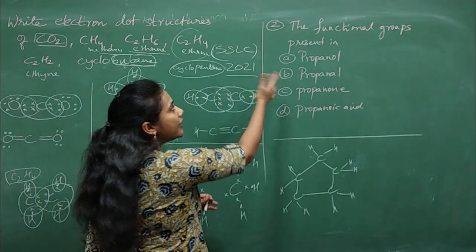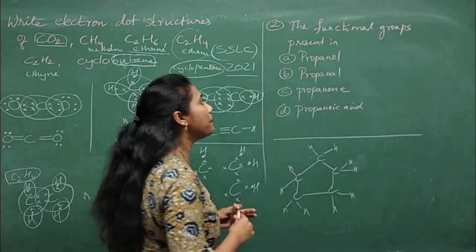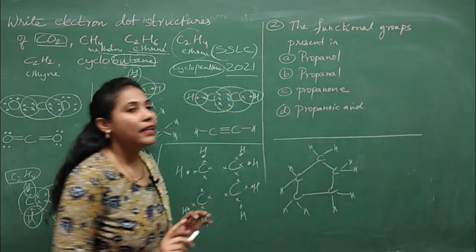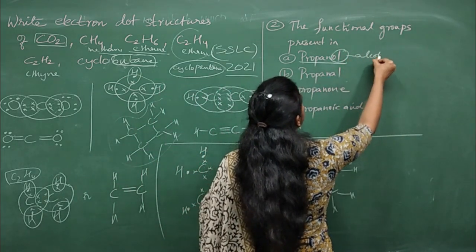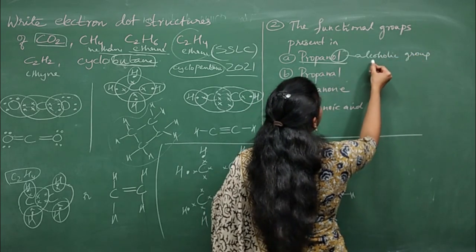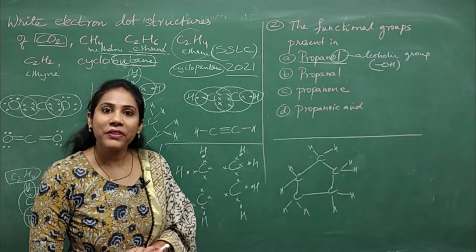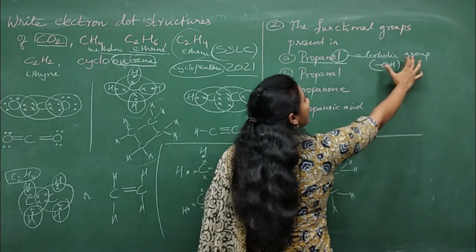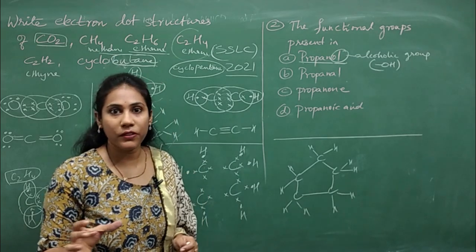Now you can look at the second question here. The functional groups present in propanol and propanoic acid. Can you tell me about propanol? You will definitely have an alcoholic group here. So how do you show the alcoholic group? The OH group is called the alcoholic group, isn't it? So the functional group present in propanol is the alcoholic group. How do you write the structure of the alcoholic group? It is OH.